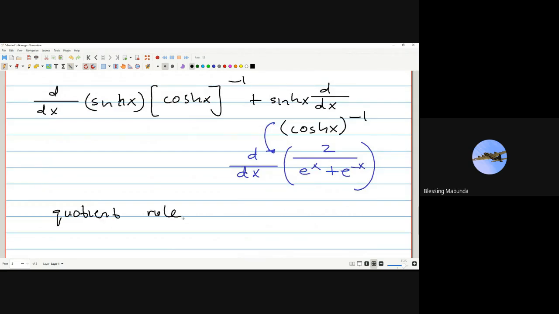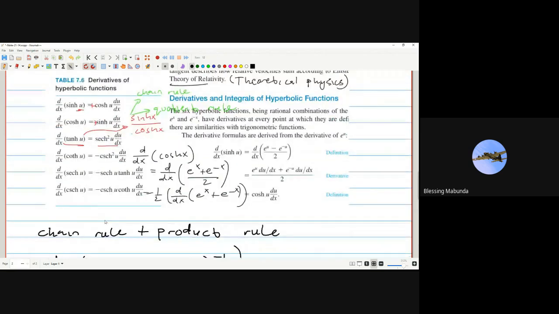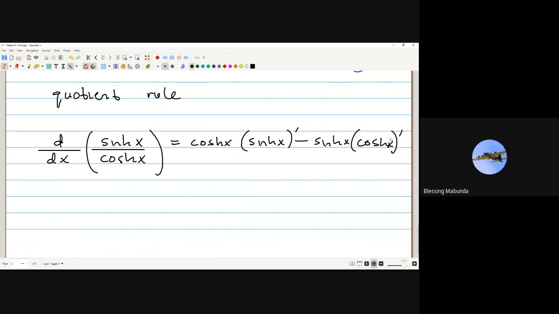And then for the quotient rule, d dx of sinh x divided by cos x, this is going to be cos x multiplied by sinh x prime minus sinh x cos x prime, divided by cos x all squared. Does this look familiar?